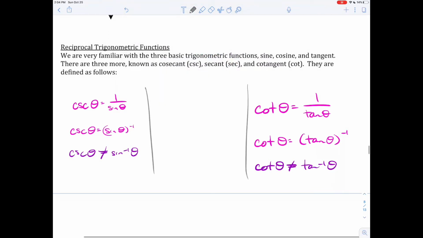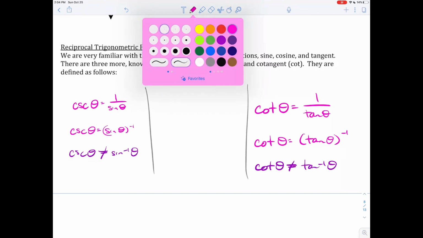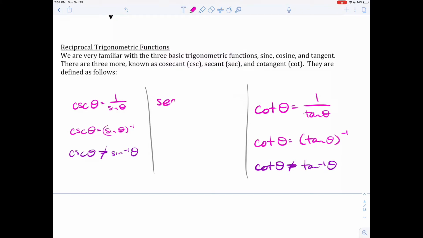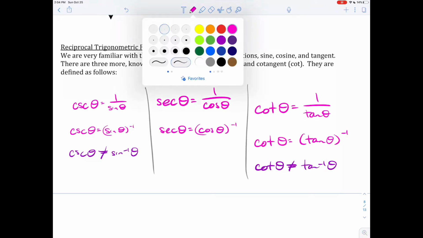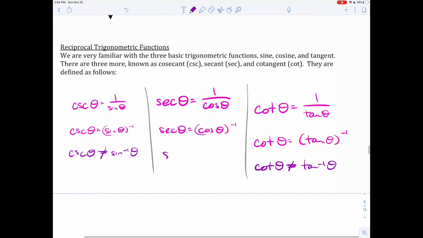And then our final one is secant. And the secant of an angle is 1 over cosine of that angle. If you want to rephrase it, you could say that it's cos theta to the negative 1. And once again, just so we're very clear here, the secant is not the inverse cosine.